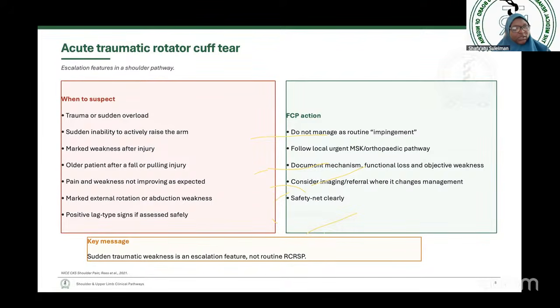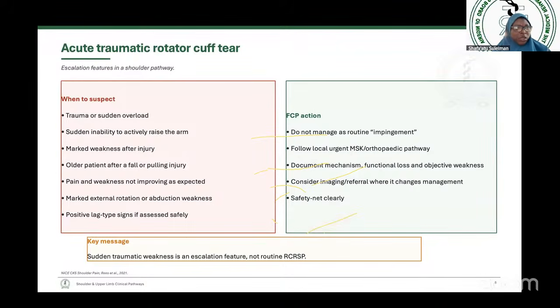So we should still suspect that even if there is no trauma or no significant stress to the shoulder. It might come up gradually, and then degenerative changes will lead to a kind of tear in the tendon. Although it all depends, it might not really be a complete tear, but some changes due to aging. Pain and weakness not improving as expected.